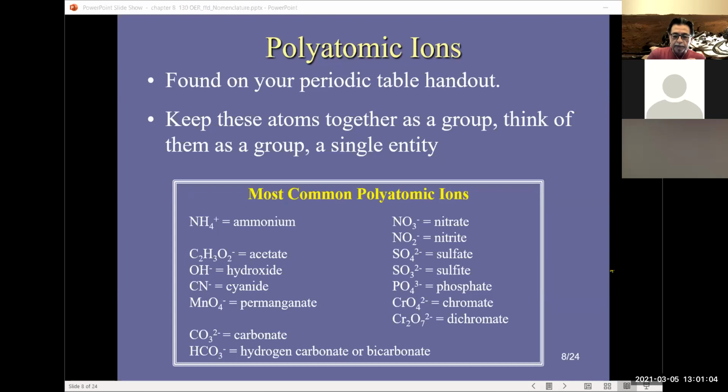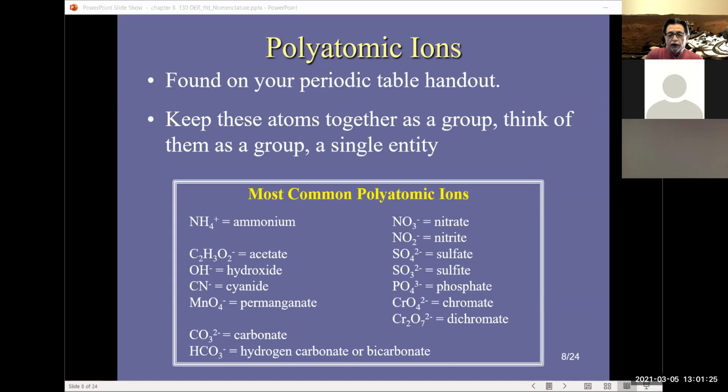Okay, any questions before I continue? All right, we ended up on chapter 8, specifically slide number 9. But I'm always going to take it back one slide, just to refresh your memory. This here dealt with the polyatomic ions, which are found on the periodic table.